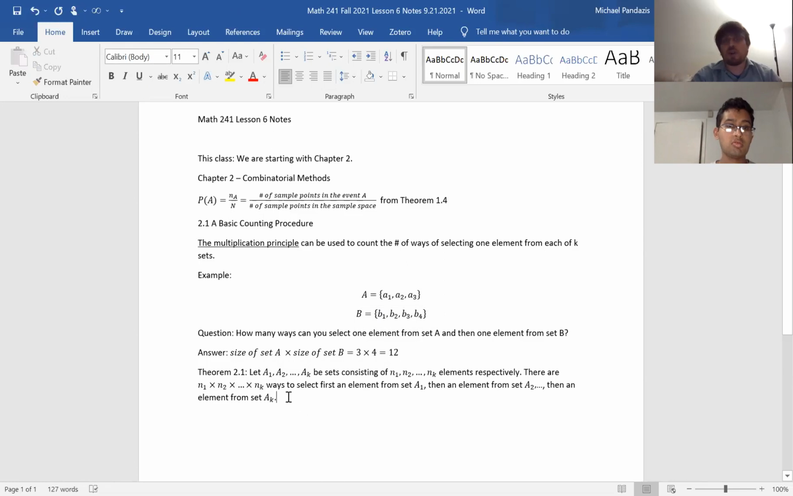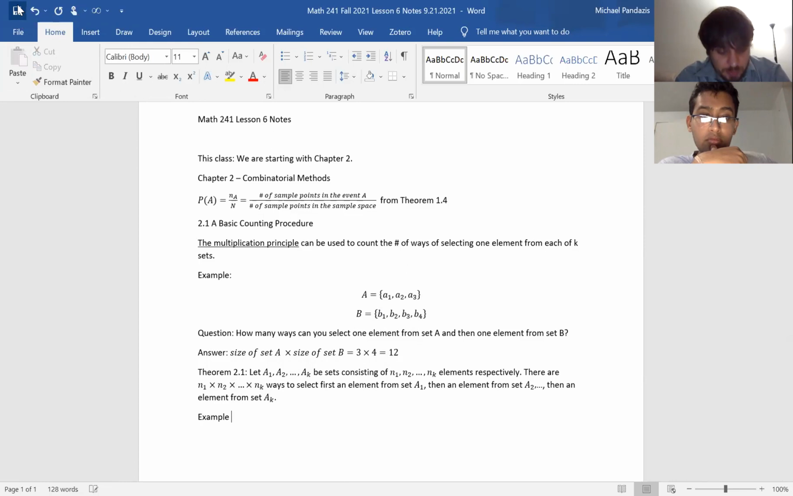Okay, but this is for an arbitrary number of sets. So instead of having 2 sets, like in this example, you could have K many. So you could have 3, 4, 5, 6, 7, 8, 9, 1,000, 1,000,000, right? And so this theorem tells you how to count for any of those values of K.